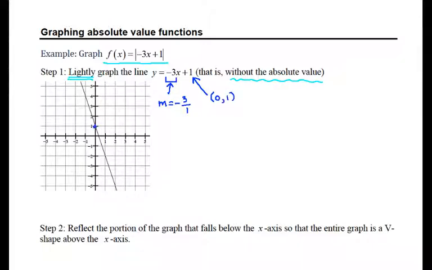Looking at this graph, which is already drawn for us in this case, here's our y-intercept of 0, 1, and here's our slope of negative 3. As we go right 1, we also go down 3. So that's how we would get that line to start with.